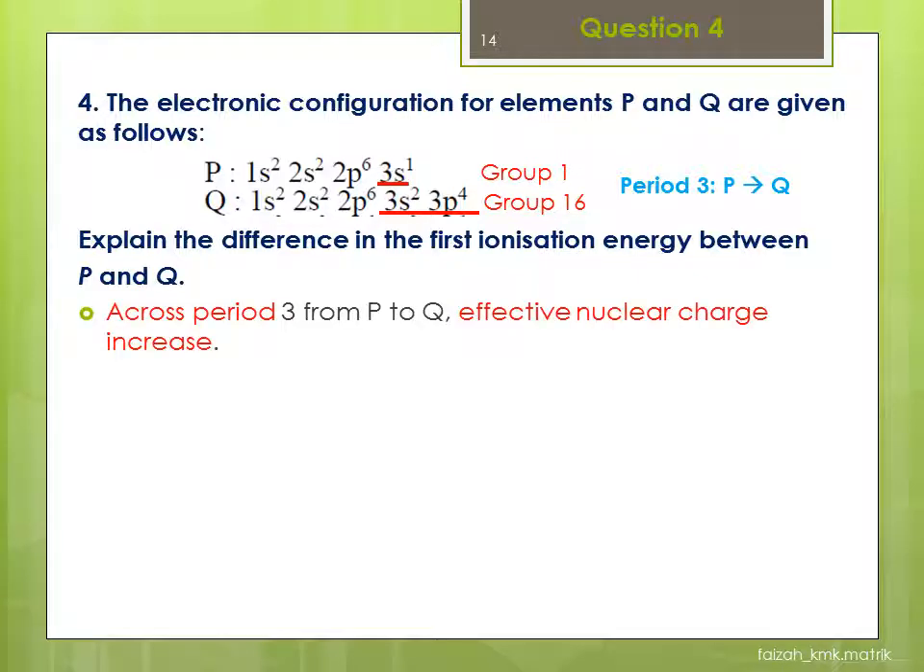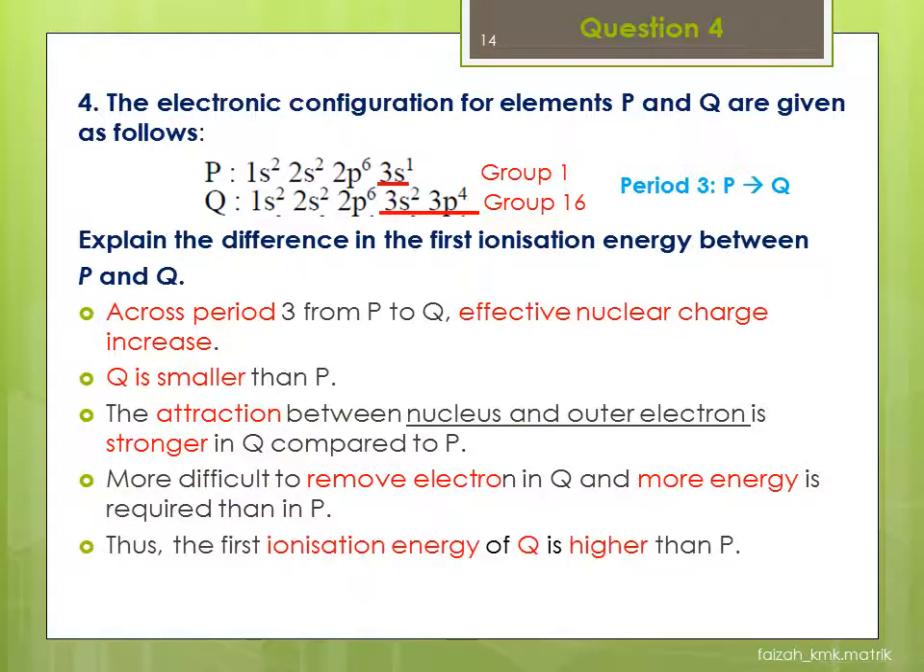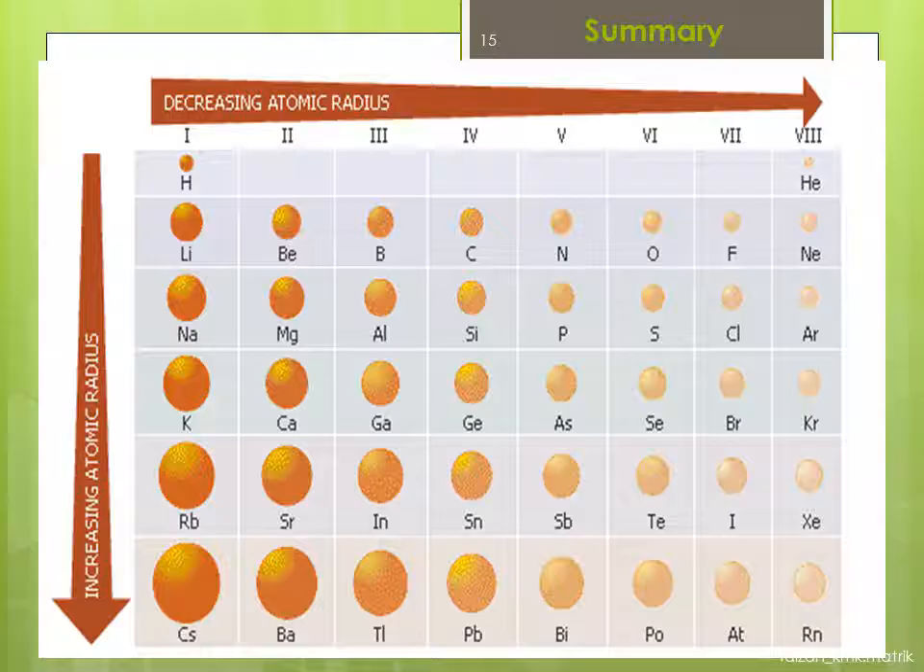Across period 3, from P to Q, effective nuclear charge increases. It means that Q is smaller than P. Thus, attraction between nucleus and outer electron is stronger in Q compared to P. It is more difficult to remove electron in Q, and more energy is required than in P. Finally, the first ionization energy of Q is higher than P.